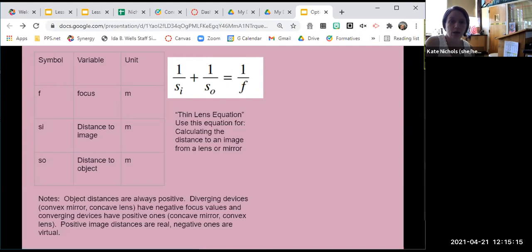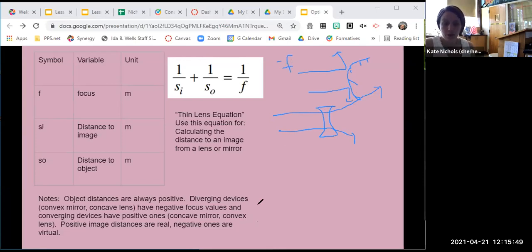So a negative focal length happens when you have a diverging device. So that means a convex mirror. So a mirror that is doing this, right? Which means that light rays hit that mirror and they bounce away. Or a concave lens, which also diverges things. So that's one of those lenses that looks like this. And when light rays go through that, again, they bend away or outwards. So these are called diverging devices, and they're always going to have negative focal lengths, no matter what they tell you in the problem. Other devices, converging devices, have positive focal lengths.